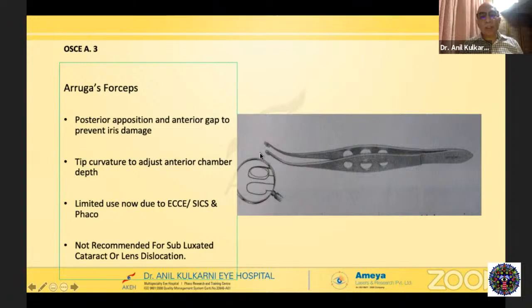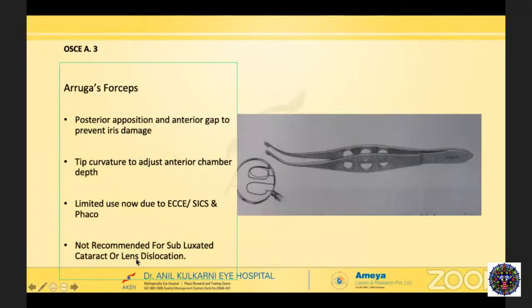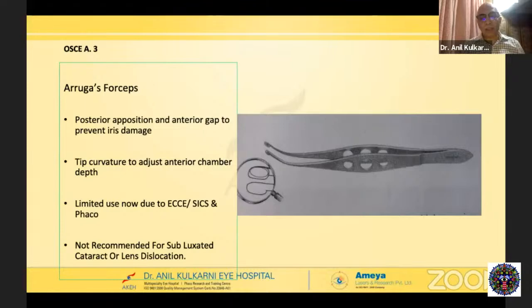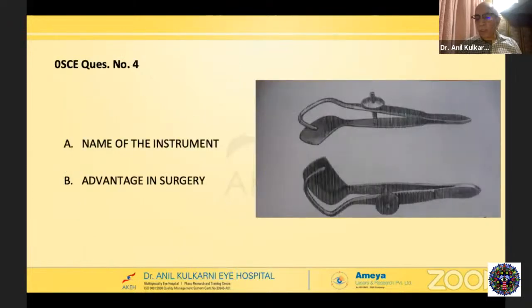This tip curvature is basically to adjust the anterior chamber depth. Now it's of limited use because of ECCE, SICS, and phaco. And remember that it is not recommended for subluxated cataract or lens dislocation, because in that case, you will actually be approaching the vitreous when you try to catch it. Go to question number 4.